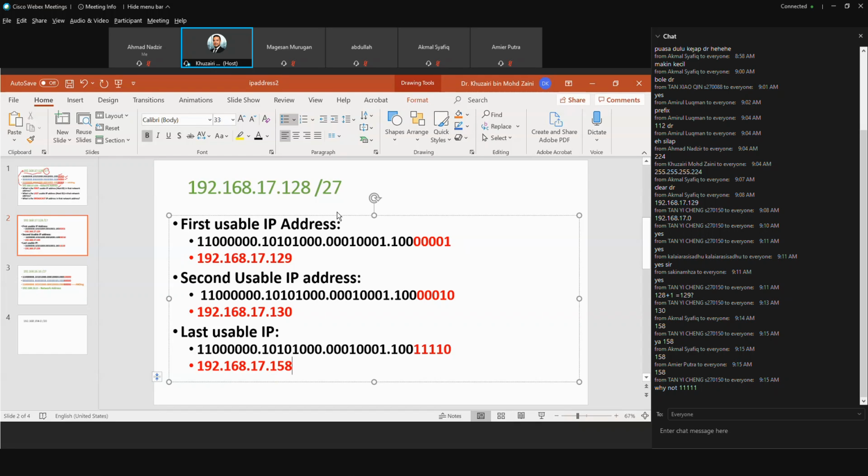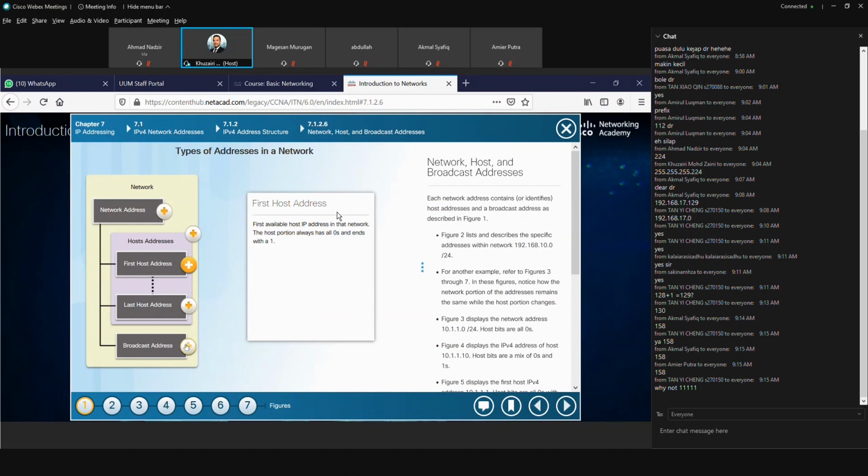Okay, Tan asks why not 11111. Why not all ones? Because, look at this definition: when you put all one, it will become the broadcast address. Understand? So you cannot use the broadcast address to assign to your end devices. Look at the definition of broadcast address. The host portion is all one.